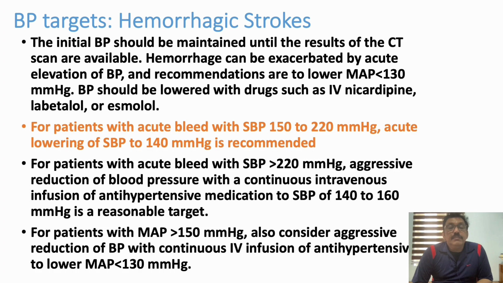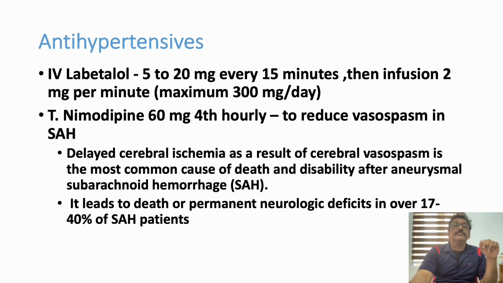For patients with mean arterial pressure more than 150, also consider reducing the BP to less than 130. Mean arterial pressure should be less than 130, and systolic BP should be reduced to less than 140. So that should be the idea of the reduction in BP. We can use drugs like nicardipine, labetalol, esmolol. These are the three important drugs, but at present we have labetalol in most of the ERs.